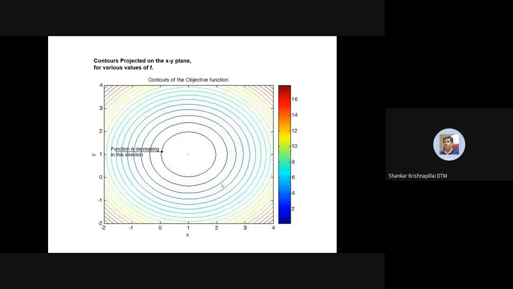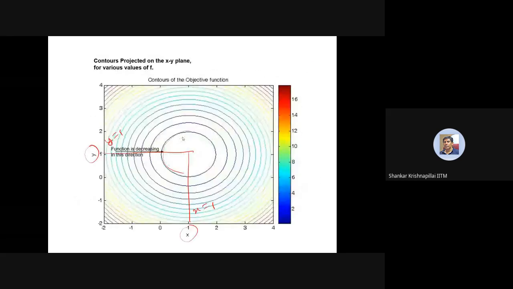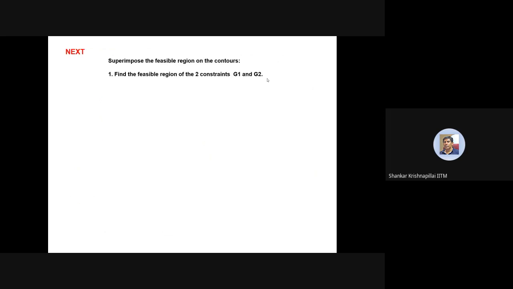So when you project the contours on the xy plane, they look like circles centered at 1, 1. So x is equal to 1, y is equal to 1. In MATLAB, I have written this equation and asked it to slice into 10 or 20 altitudes, and that is how I got this picture. But you can draw it with a compass also. This type of simple contours you can draw with a compass for the exam.